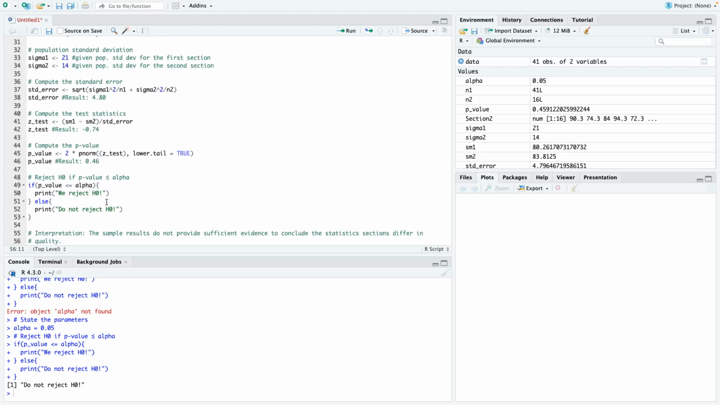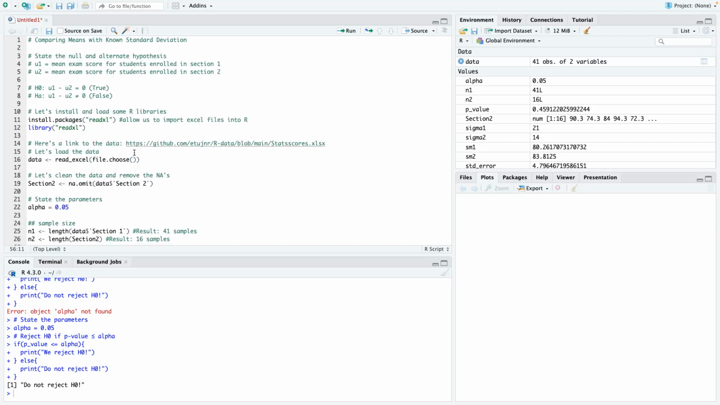I hope this was helpful to you. So you learned how to import data into R and also how to do hypothesis testing when the standard deviation is known.